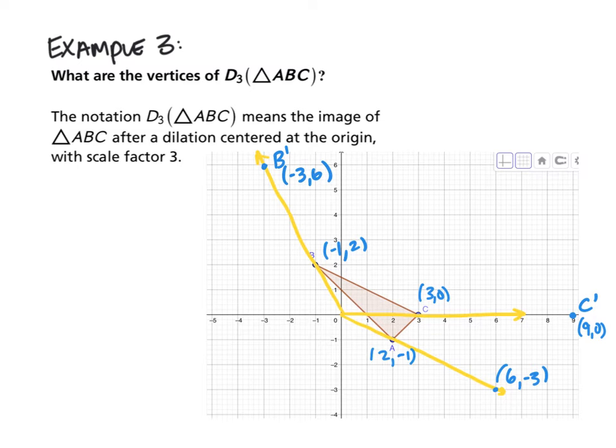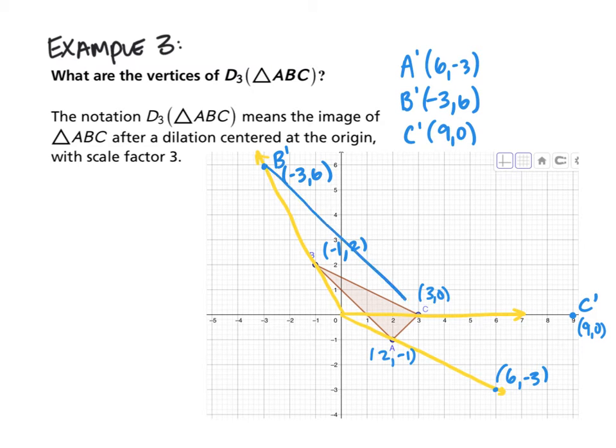And so our new vertices of the dilated triangle: A prime is going to be 6, negative 3, B prime is negative 3, 6, and C prime is 9, comma 0. And our triangle, if we wanted to sketch our triangle in here, it's going to look about like this. So there's A prime down there, connect that over to C prime, and connect B prime and C prime, and there we have our triangle.